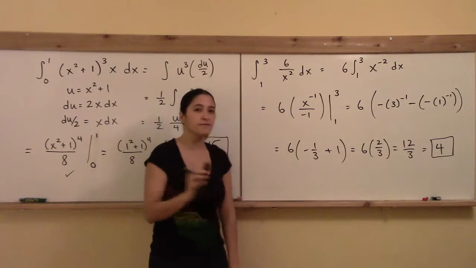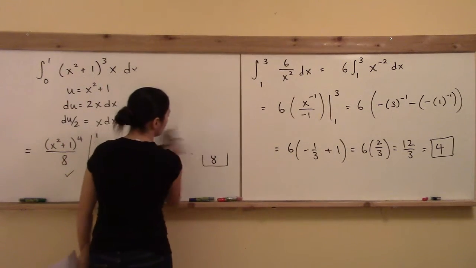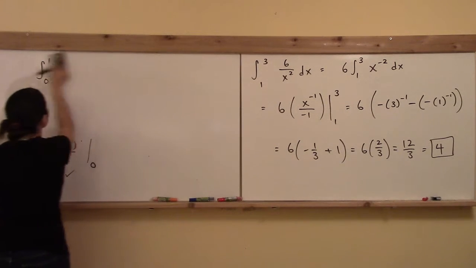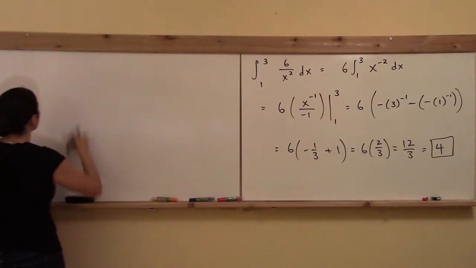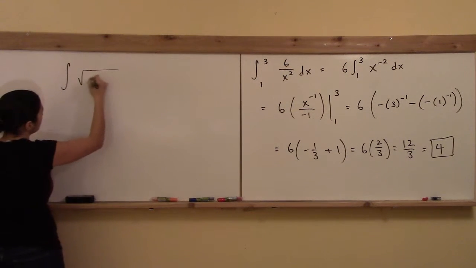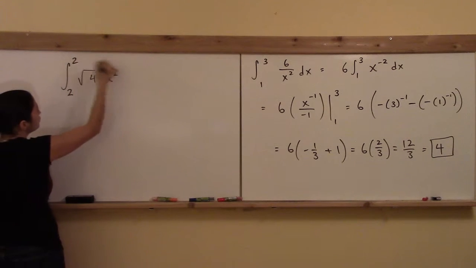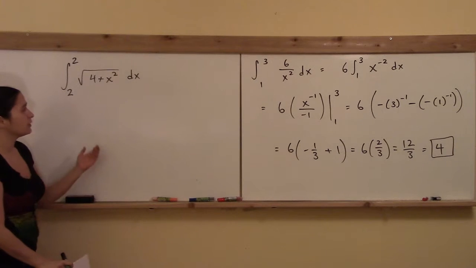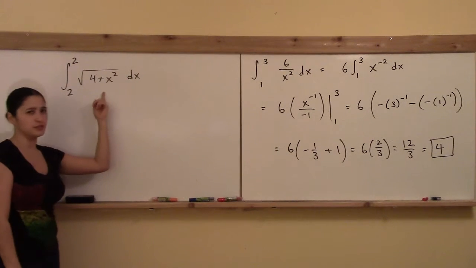Alright, now one final thing I want to show you is not really an example, but it's a general rule when you're integrating functions. Let's say that you're asked to calculate a definite integral, let's say maybe the integral of the square root of 4 plus x squared from 2 to 2 dx. Now, first of all, I want to say that I don't really like this integral. This integral looks really hard to do.